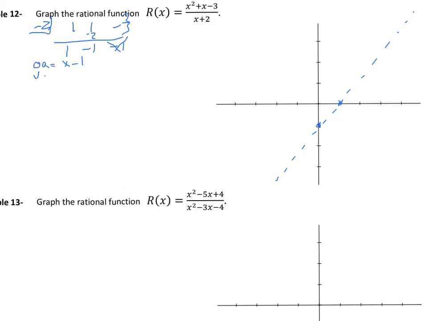Okay. What about vertical asymptote? Need to bring this out a little more. Okay. X-intercepts?